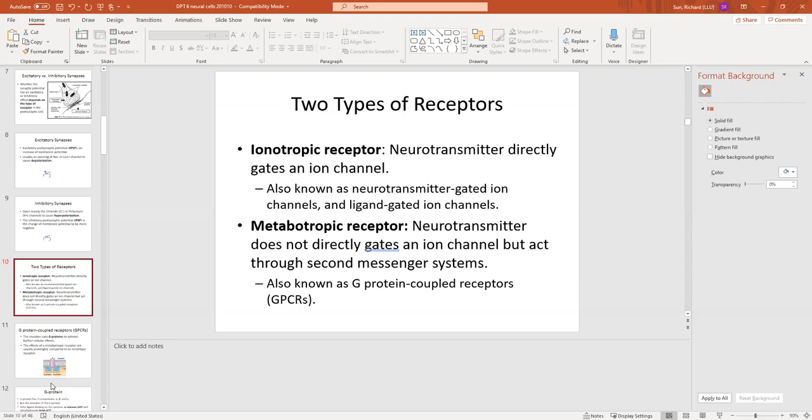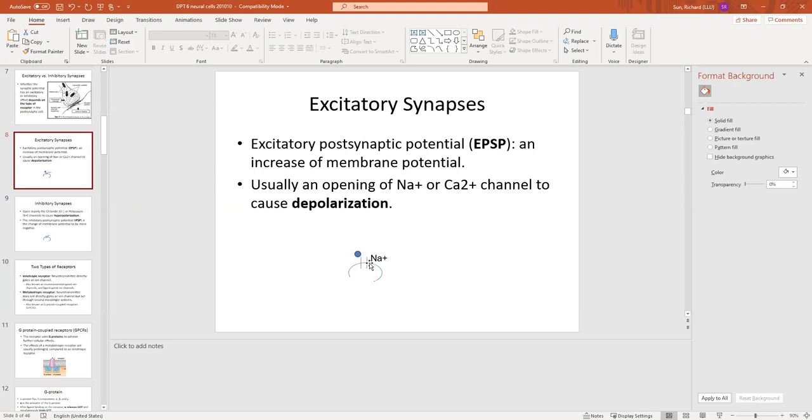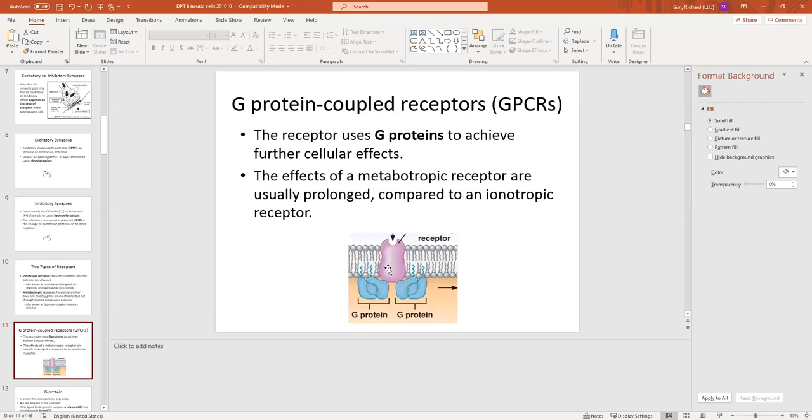Ionotropic receptors are receptors that serve as an ion channel, like this one here. This is an ion channel, so the receptor is an ion channel. However, there is a situation where the receptor is not an ion channel. For example, like this one here.